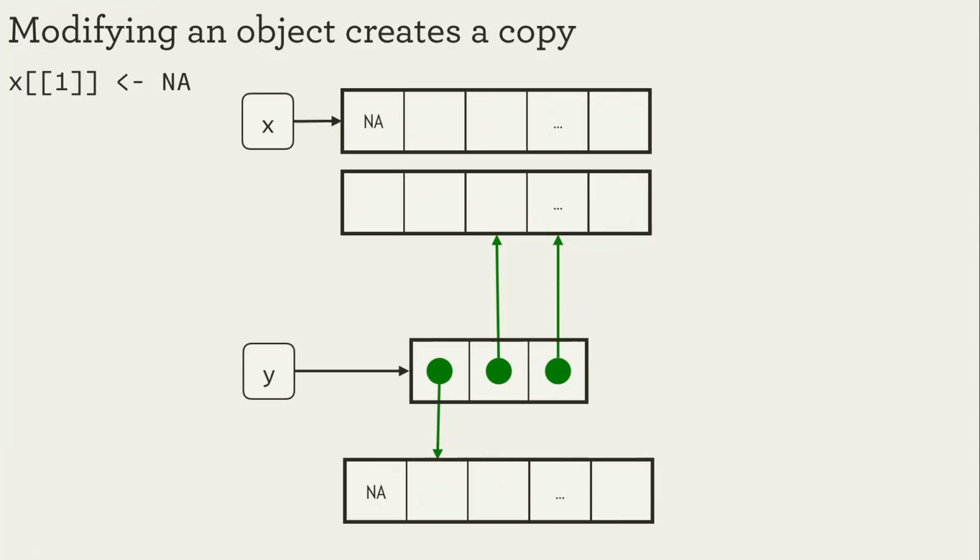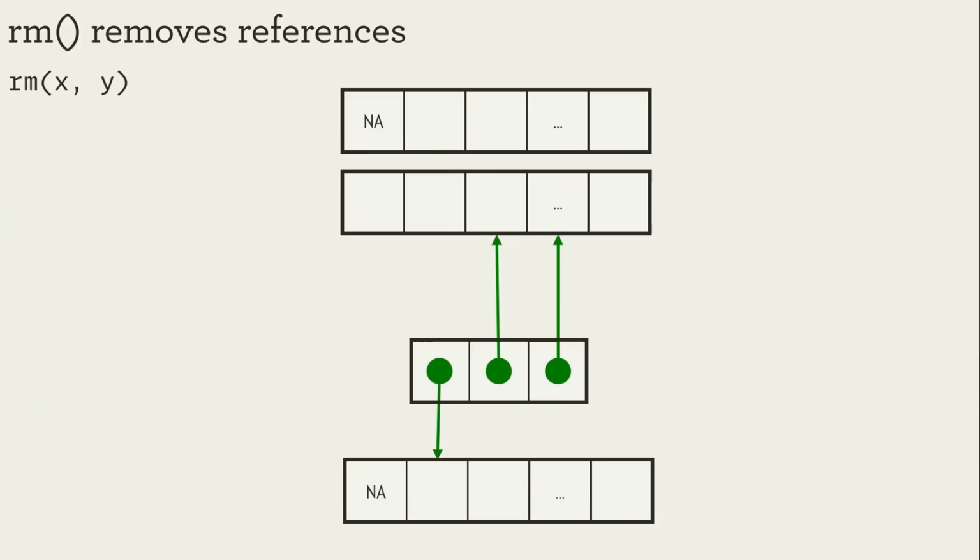Now, what happens if you want to remove these objects? Well, in R, you can call rm. And what rm does is remove the names. It removes the references to those values. rm doesn't actually delete the object or the values themselves. That's the job of the garbage collector.